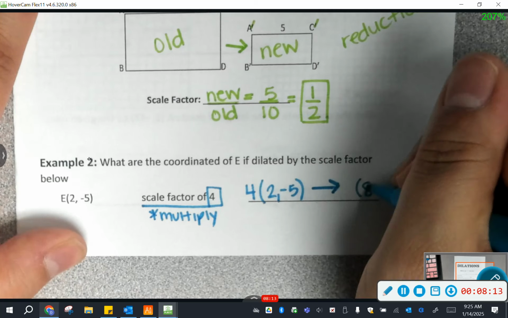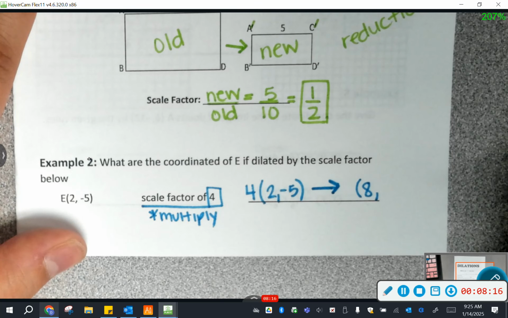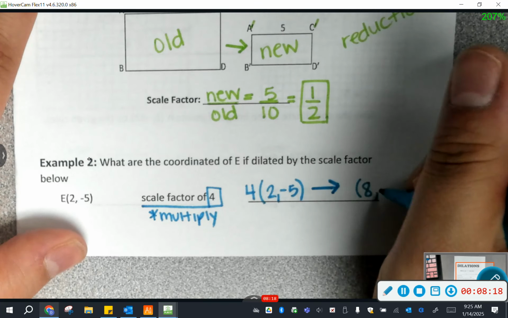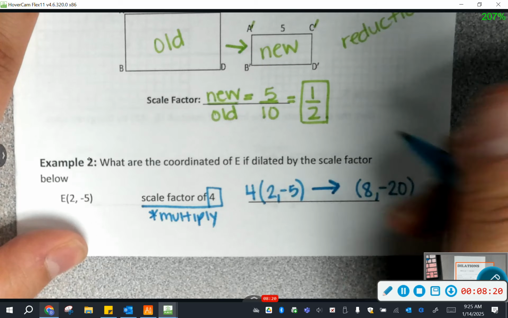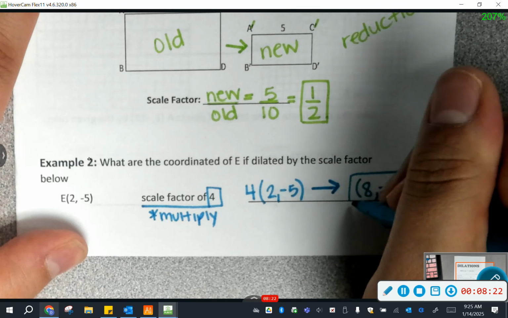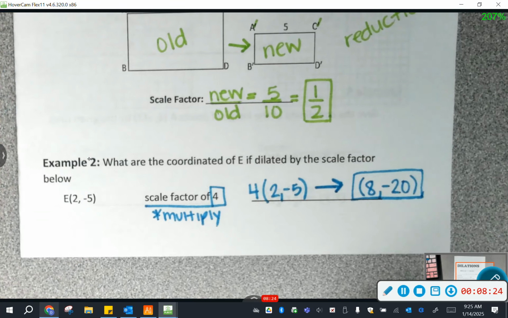8. What is 4 times negative 5? And that's my answer. Is it really that easy? Yeah. Is that really going to be a test question? Big thing I need you to know is scale factor, you multiply.